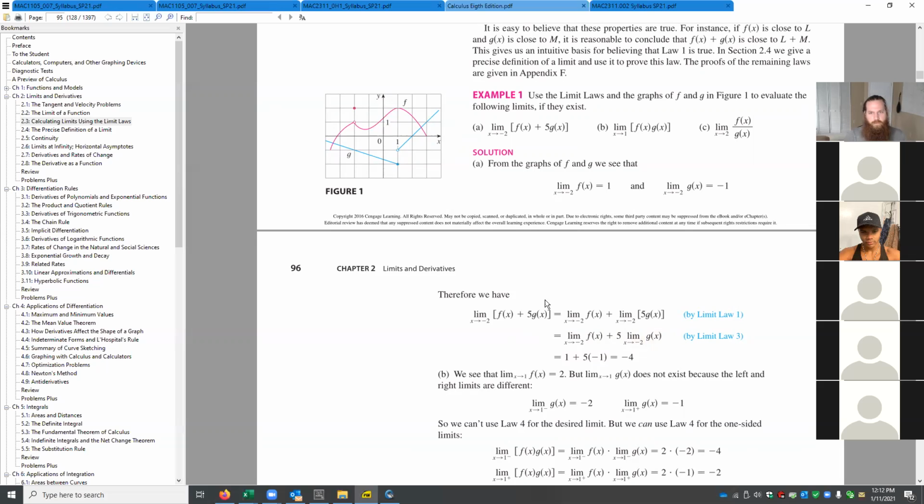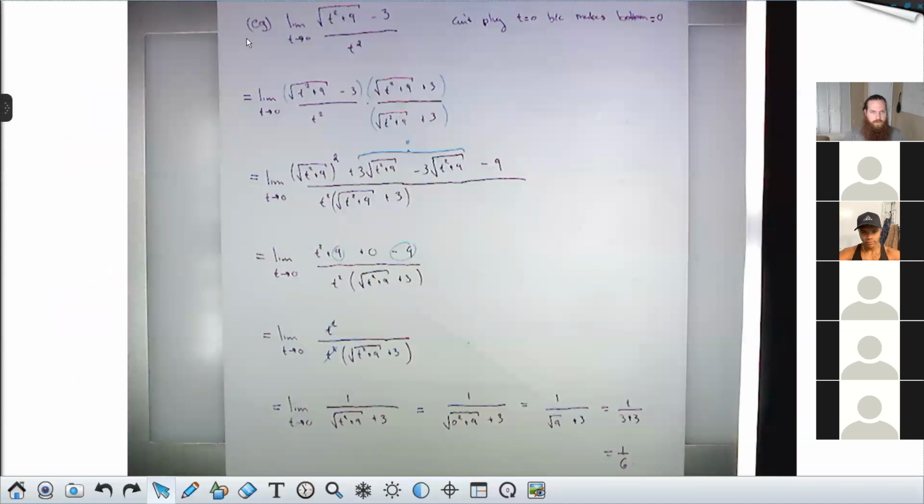These will probably be the easier problems in the homework set, where you use limit laws and a graph like this to figure out a slightly more complicated limit like these. The harder problems in the homework set will be like the ones we just did here, where you don't have a graph. You need to use some clever algebra.